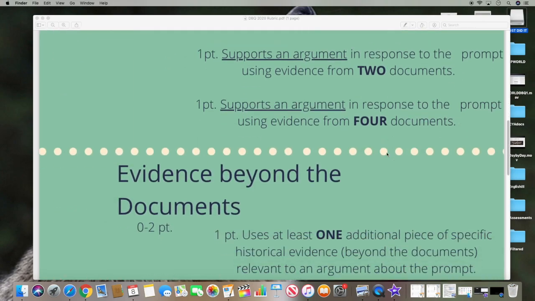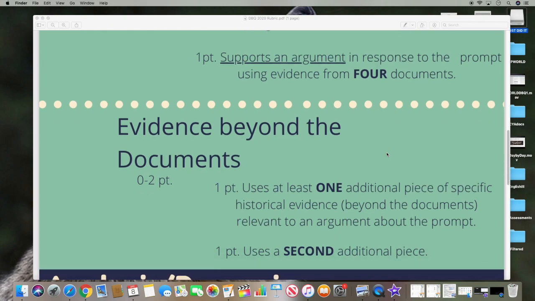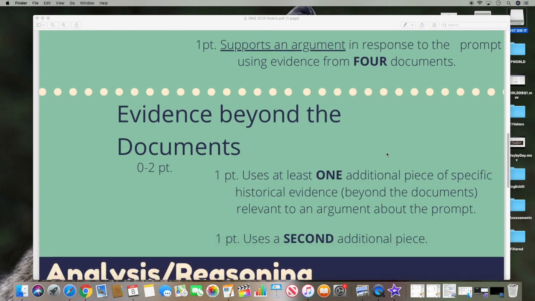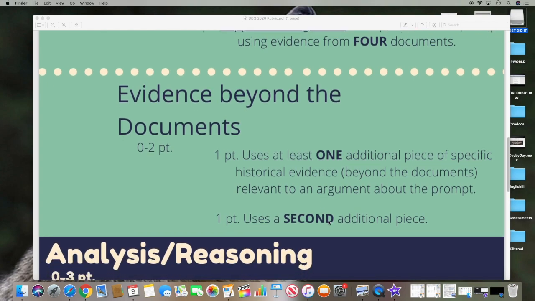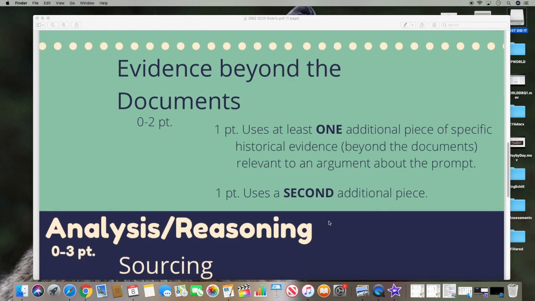Now then, we want to go to evidence beyond the documents. It uses at least one additional piece of specific historical evidence that goes beyond the documents. What does that mean? This is where you have to activate your prior knowledge. And can you use a second additional piece? Can you bring up something else relevant that helps support your argument? And that gets you to about 7 of the 10 points.